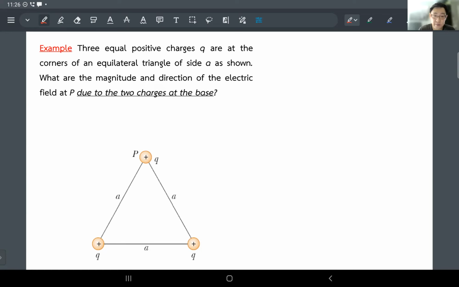First things first, that Q at the top of the triangle is inconsequential. Doesn't matter. You can get rid of this. It's not in your picture. You guys with me now? I don't care, because all I care about is just the electric field at point P due to the other 2 charges at the base. So it doesn't matter whether there is any charge at point P or not. We only care about the field at that point. Cool?